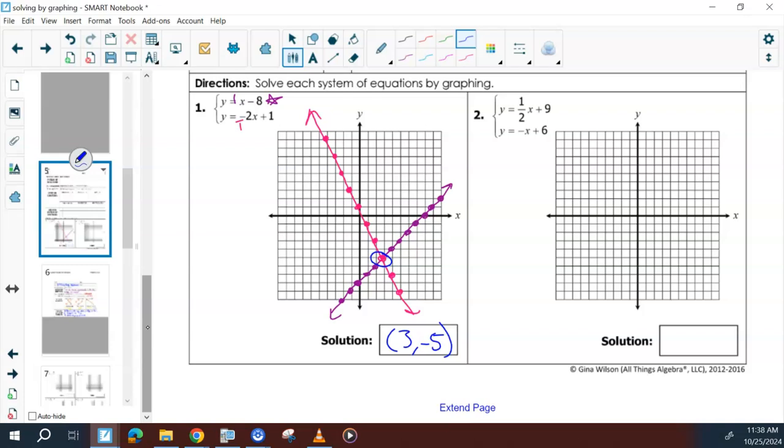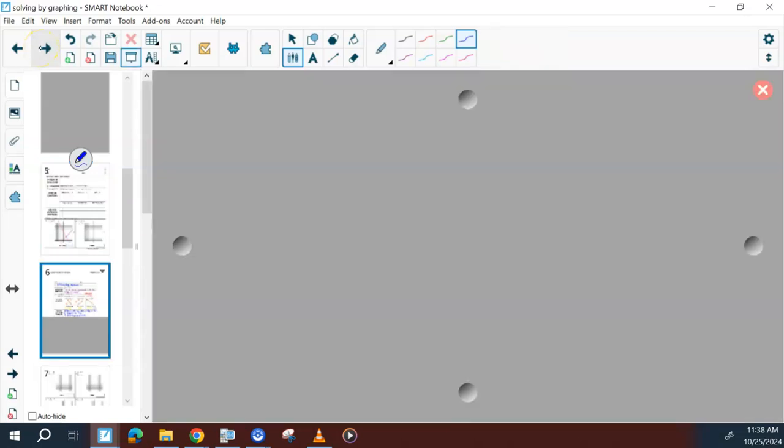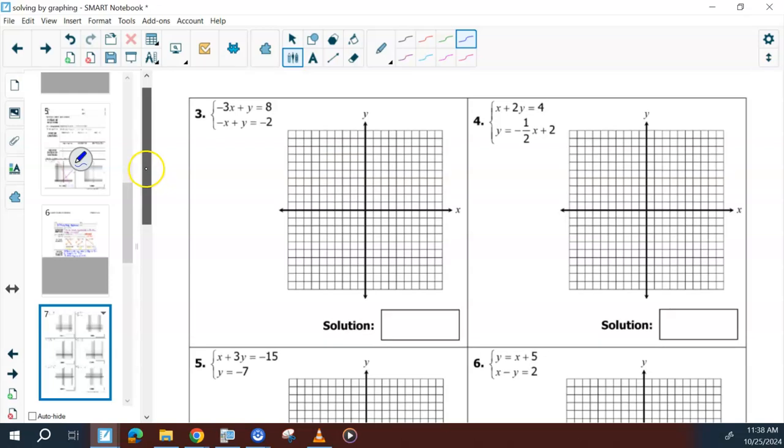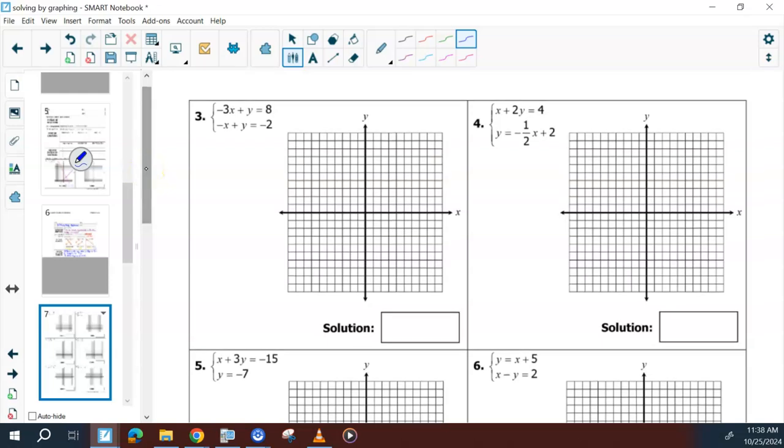Okay, we're going to do an example where maybe it's not in slope-intercept form. So let's go to the next page. Like number 3. And then we'll do 4, and then you'll have time to practice. Okay, so both of these are not in slope-intercept form. Actually, let's do 5, sorry. Let's do 5 instead of 4, just because it'll be similar.